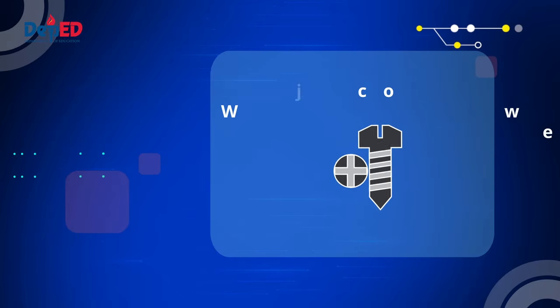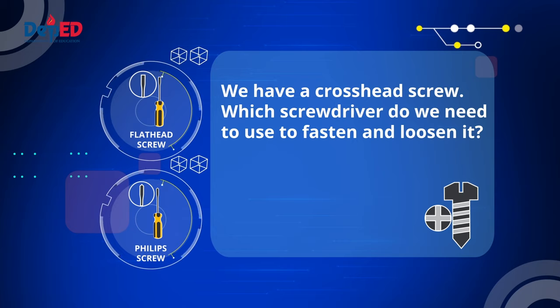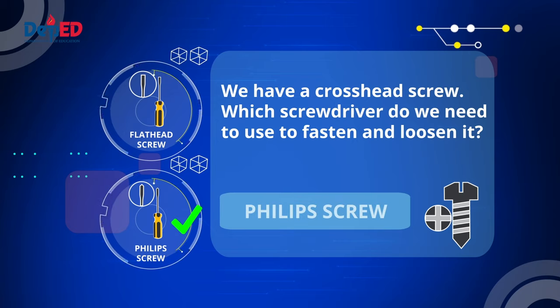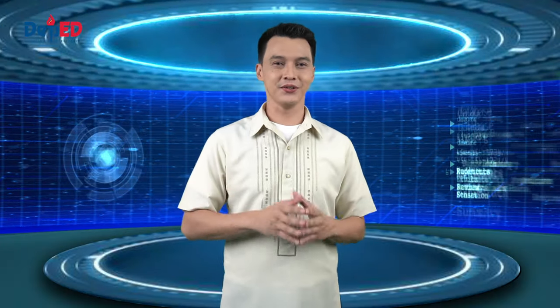Number 2. We have a crosshead screw. Which screwdriver do we need to fasten and loosen it? Phillips screwdriver is used for fastening and loosening a positive screw. Screwdrivers of different types are needed to fasten or loosen screws.